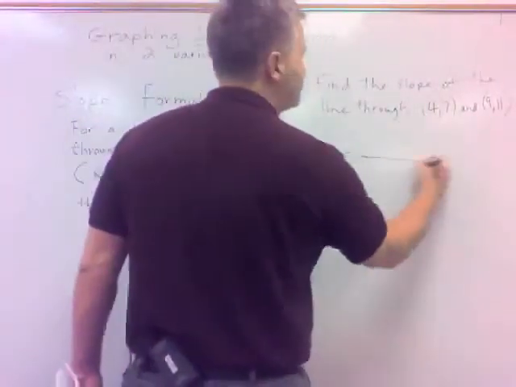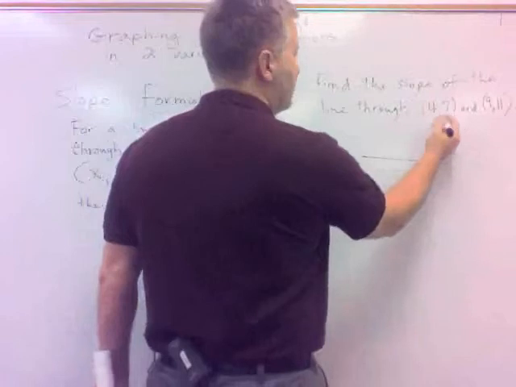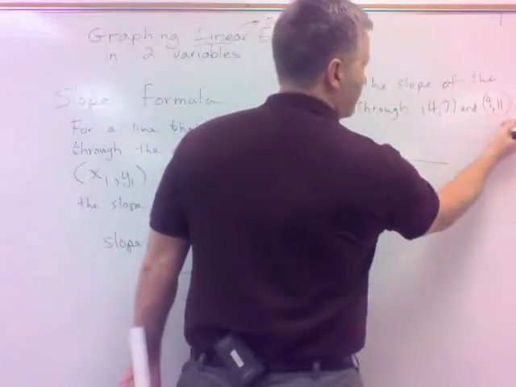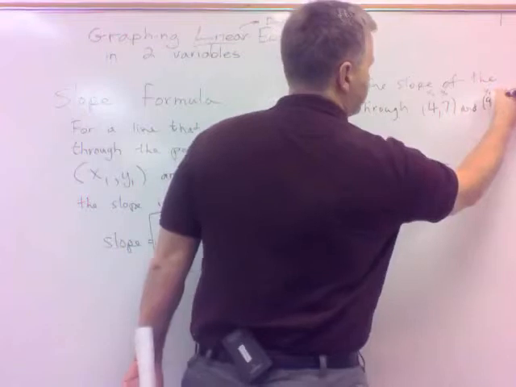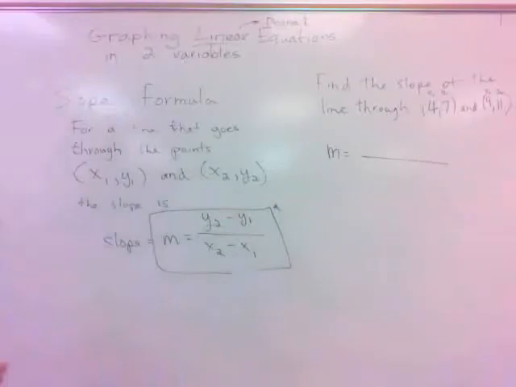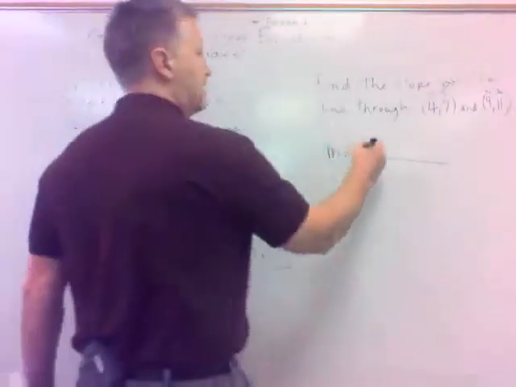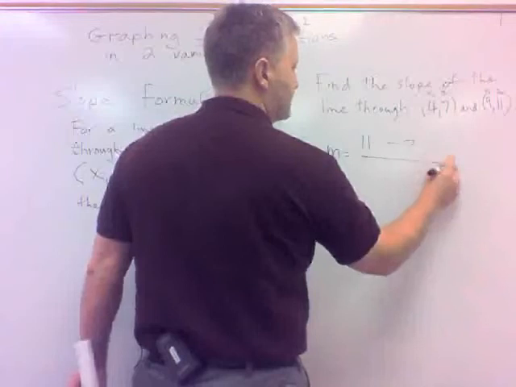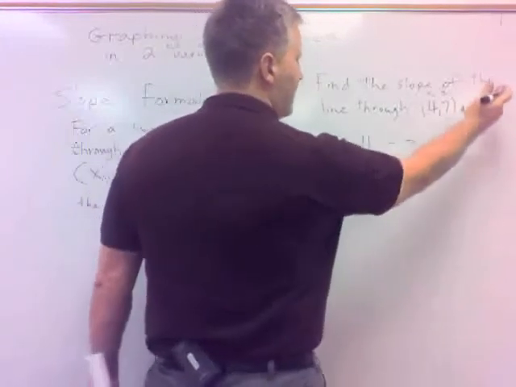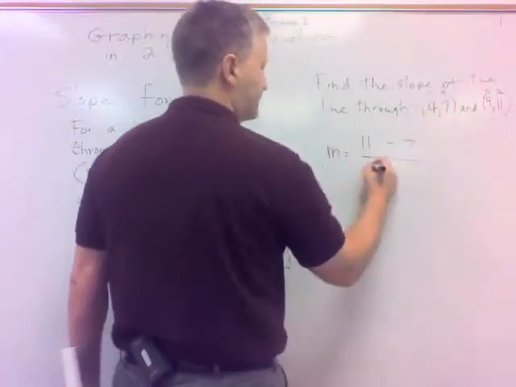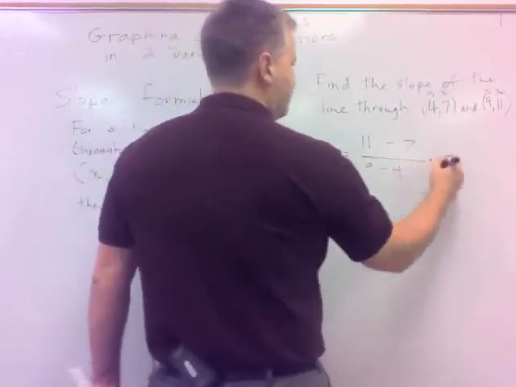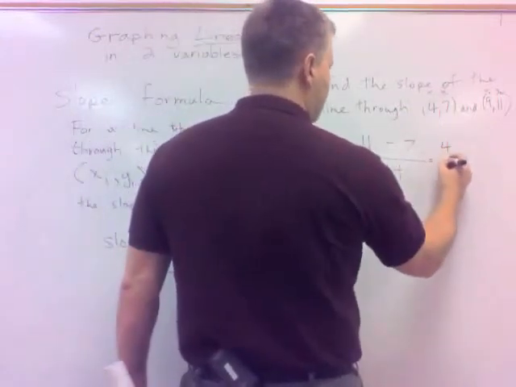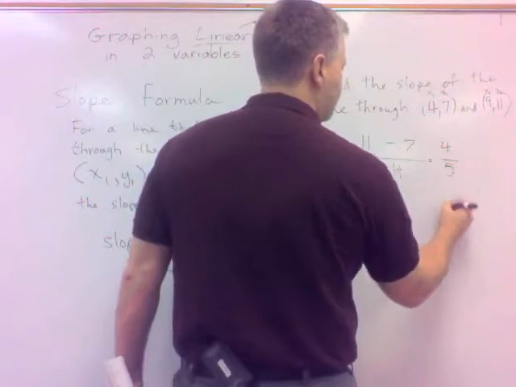Well, that would be slope equals, this being just the first x, first y, second x, second y, so that's x1, y1, that's x2, and that's y2, right? So slope formula: take second y, 11, minus first y, 7, and then divide that by second x, 9, minus the first x, 4. So we wind up having a slope of 4 over 5, 4/5.